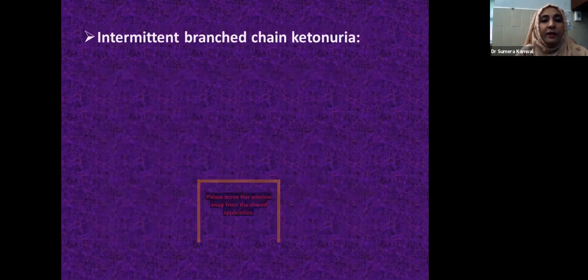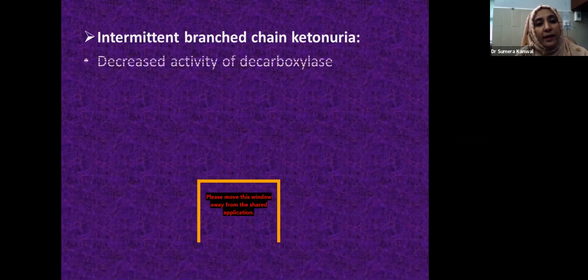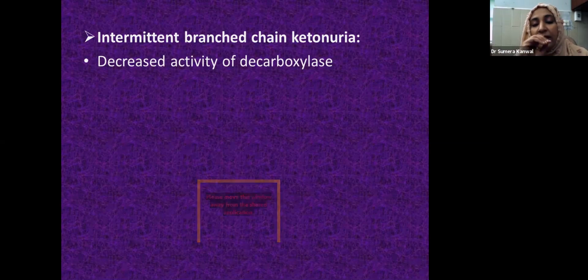The next is the continuation of maple syrup urine disorder. The previous one was the genetic mutation, or genetic fault, of the decarboxylase enzyme. The next one is intermittent branched chain ketonuria. Again, this is the accumulation of the alpha keto acids because of the defective decarboxylase enzyme. But in this condition, the synthesis of the decarboxylase enzyme is normal, without any mutation or defect at the gene level. But the activity of this decarboxylase is decreased because of the deficiency of its prosthetic group.